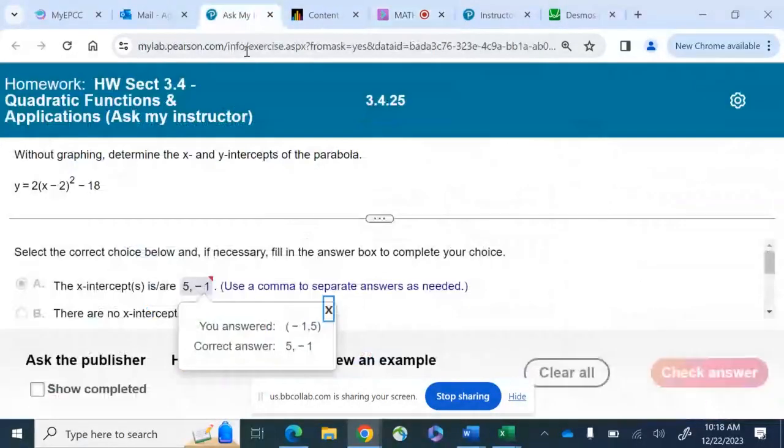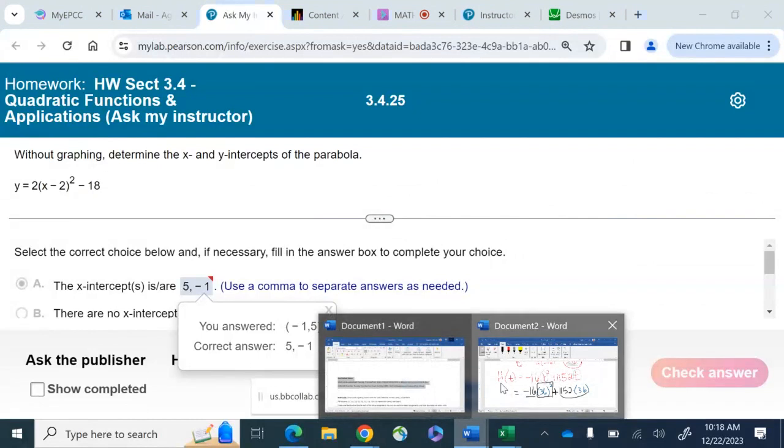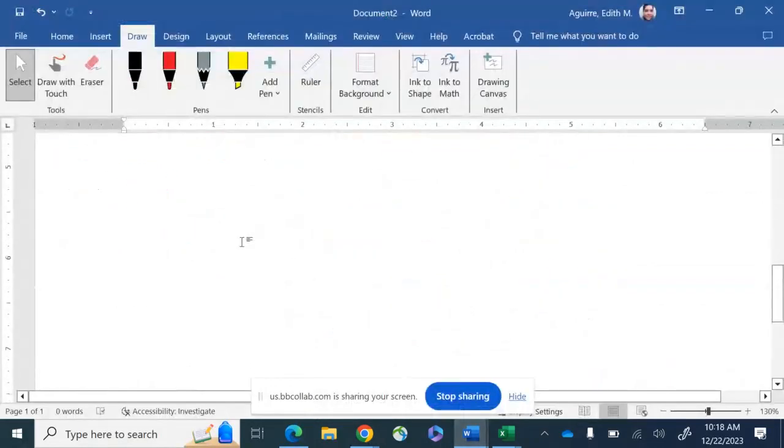Hi class, that's another question that came in through my email. It says, without graphing, determine the x and y intercepts of this parabola. So this is a quadratic function. To find the x and y intercepts, let's go ahead and do this in a Word document.